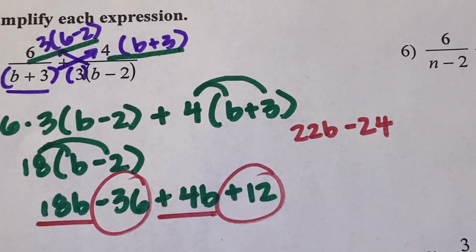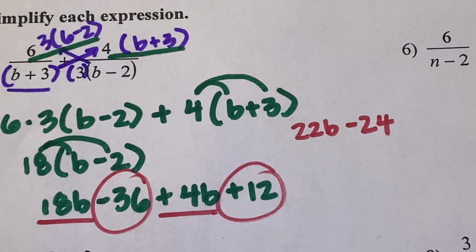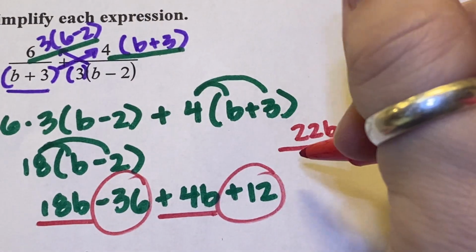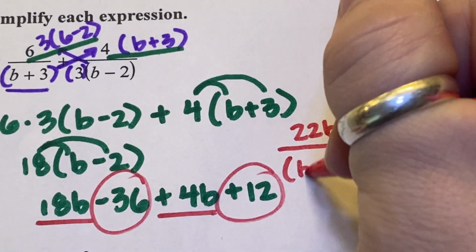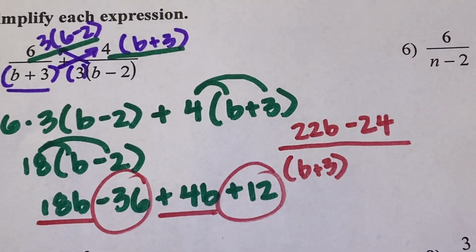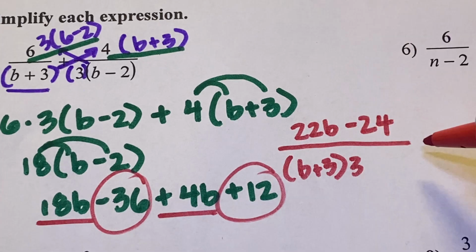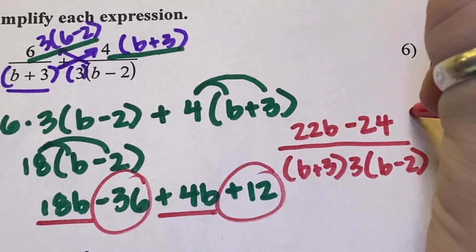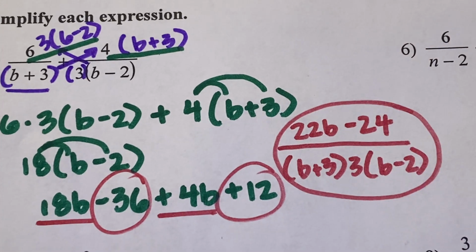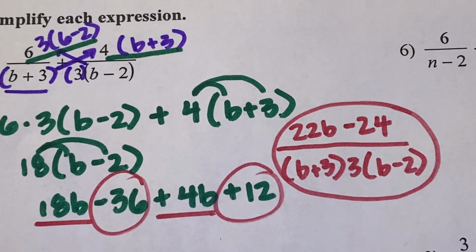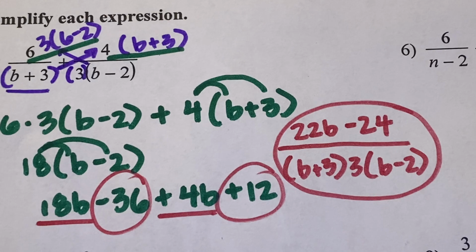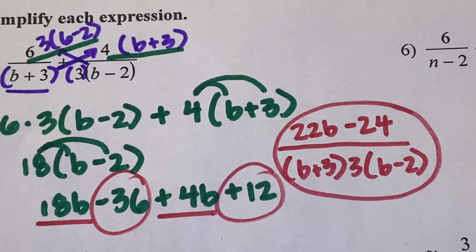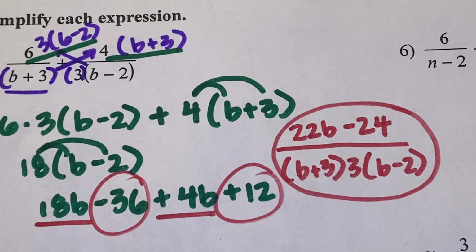Okay, there's our numerator. Now all we've got to do is put our denominator on. It just needs all the pieces. Our first piece was b plus 3. Our second piece was the 3. And our last piece was b minus 2. And guess what? That's it. That is the final answer. That was not bad at all. Not too bad.